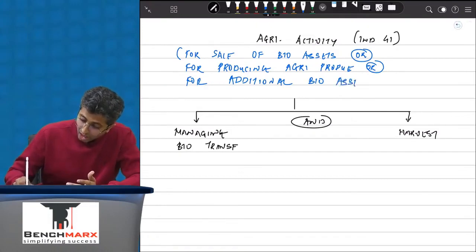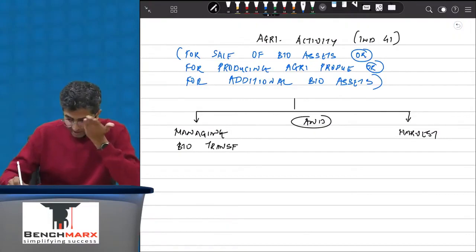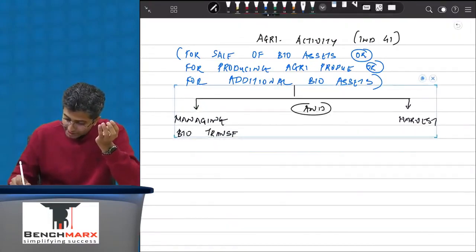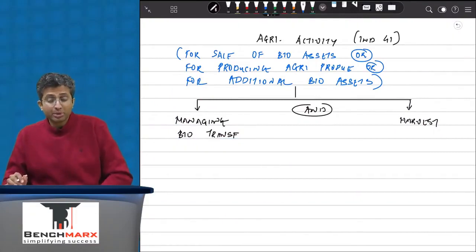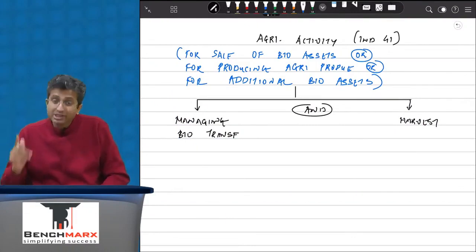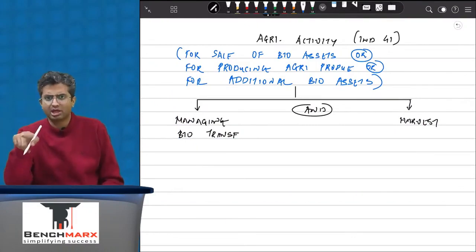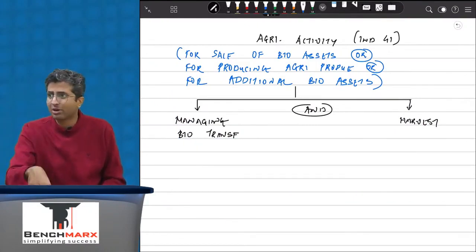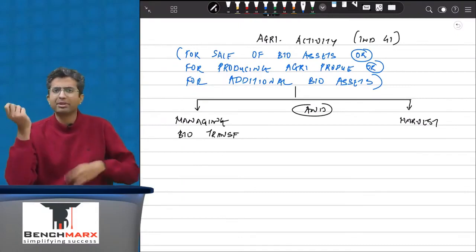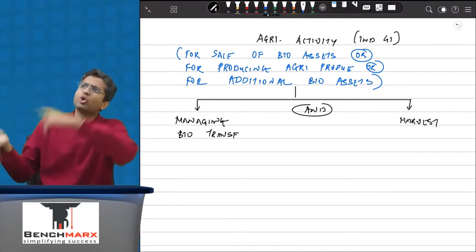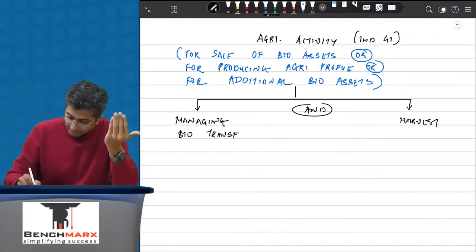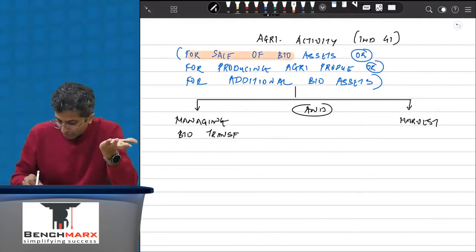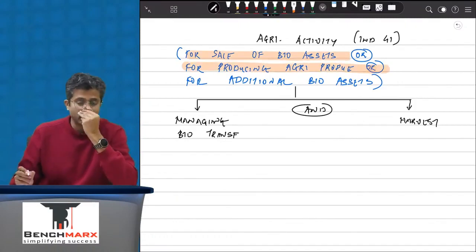Okay, now when we look at Ind AS 41 agricultural activity, for you to be covered under Ind AS 41, you should be doing some agricultural activity which involves both managing a biological transformation and harvest. Sir, why are you emphasizing on this so much? For example, if I just wake up in the morning, take a fishing net, go into the ocean and try to take some fish, probably I'm extracting the fish for sale of biological assets or producing of agricultural produce.